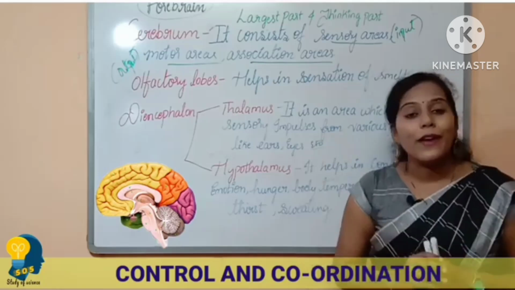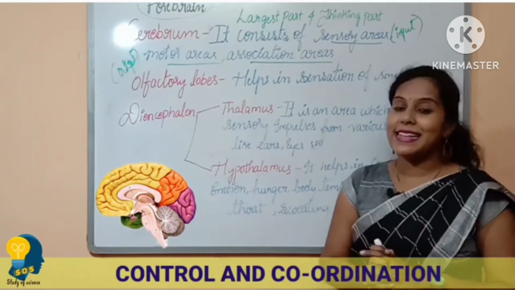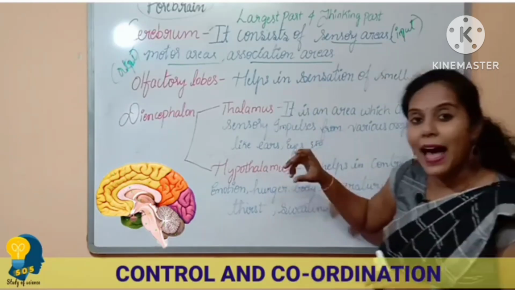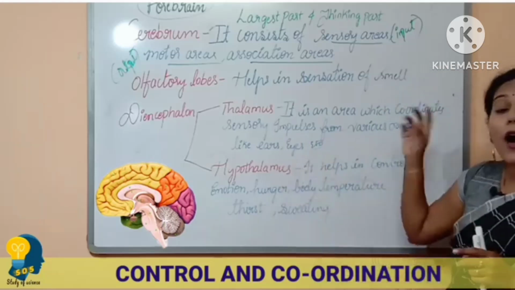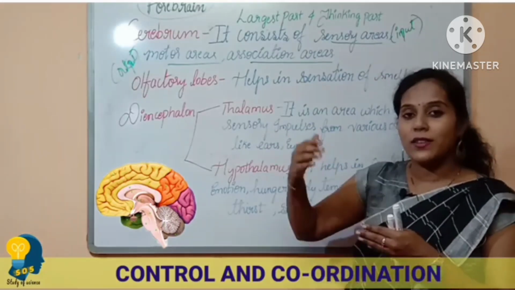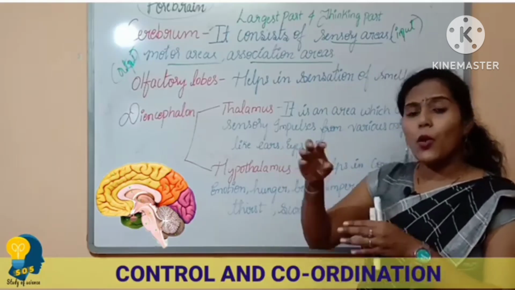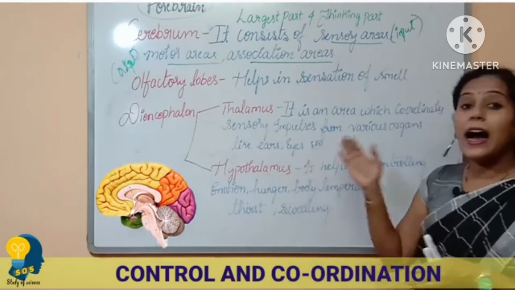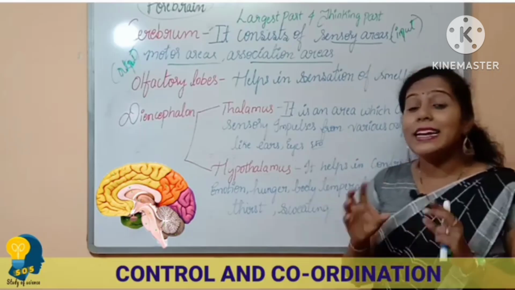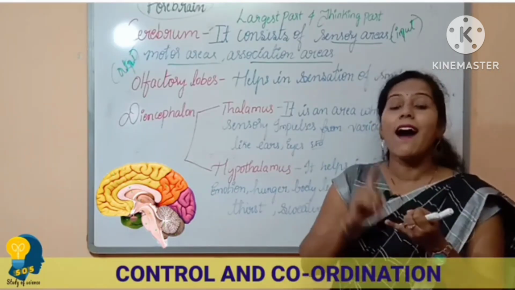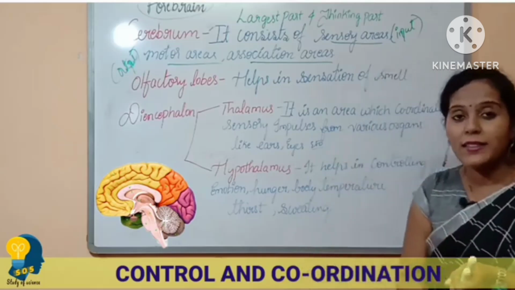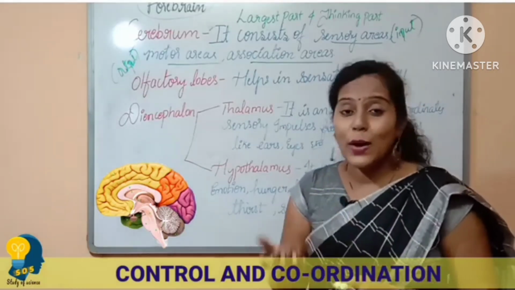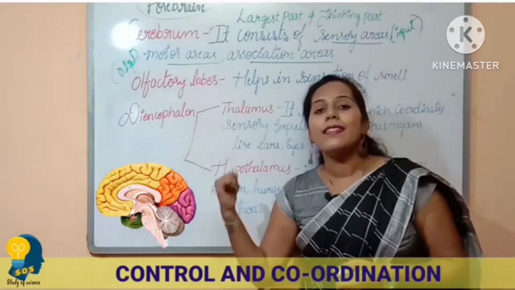When I talk about olfactory lobes, they help in sensing the smell. So finally we learnt about the diencephalon, that is the thalamus and the hypothalamus. Thalamus is an area that coordinates with the sensory organs like eyes, nose, ears. It helps in traveling the sensory impulses from the sensory organs. Clear? Then hypothalamus, what does it help in? It helps in controlling certain important things like hunger and thirst, as well as sweating. Our body sweating is also controlled by the hypothalamus.